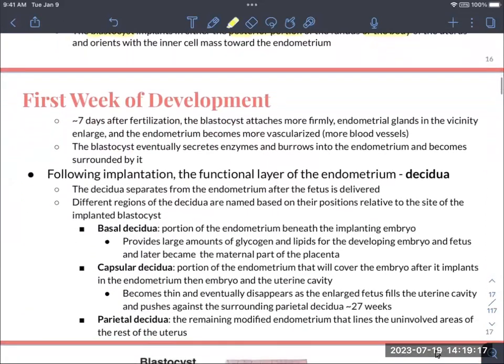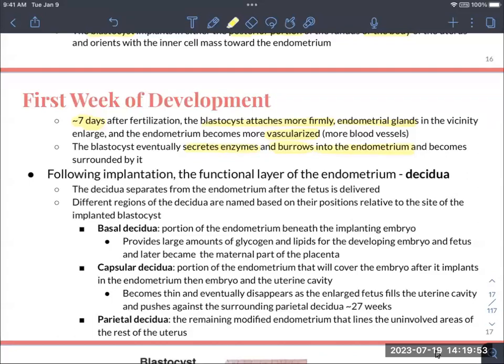By day 7, that blastocyst attaches even more firmly. This is where endometrial glands, wherever this blastocyst is attaching, will enlarge. We get more blood vessels that come to that area. This blastocyst secretes more enzymes. It's going to burrow into the endometrium.